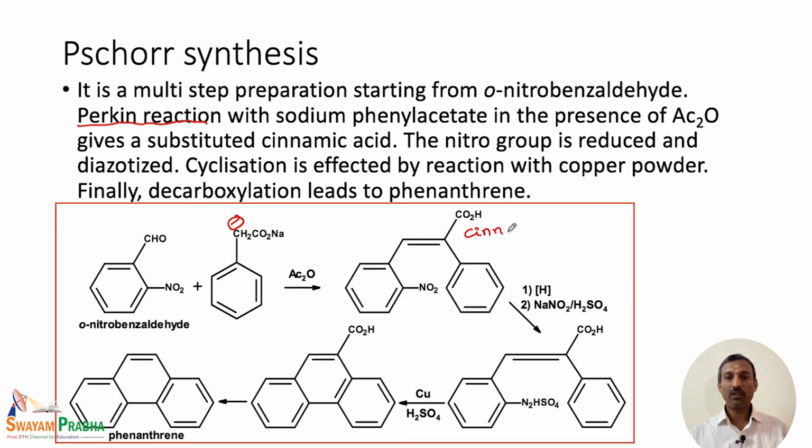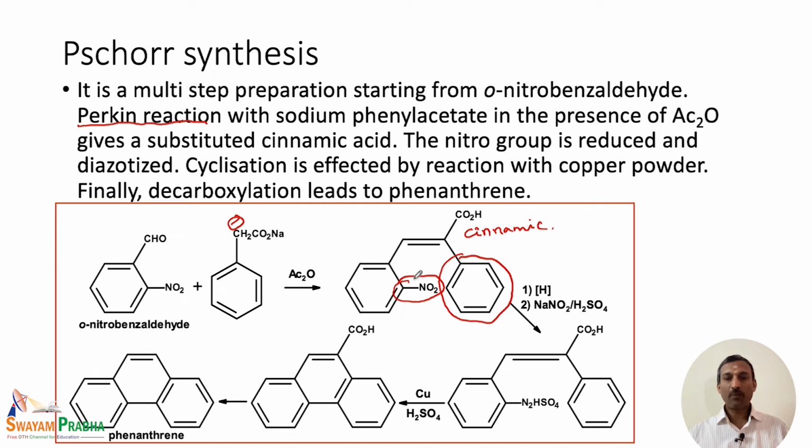So this is the cinnamic acid derivative. If there is no substituent on this particular carbon, this is a normal cinnamic acid. We have a substituent on this particular carbon, and the aromatic ring also has the nitro group. So we have two substitutions on this cinnamic acid. This substituted cinnamic acid is formed by the Perkin reaction of nitrobenzaldehyde, that means ortho-nitrobenzaldehyde, and sodium phenyl acetate in the presence of acetic anhydride.